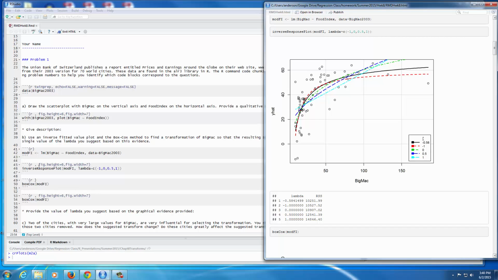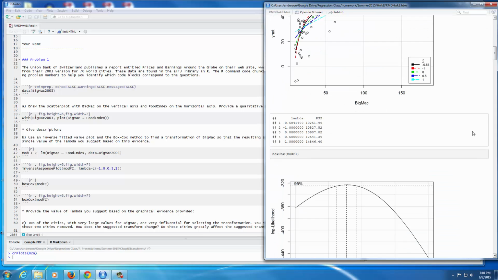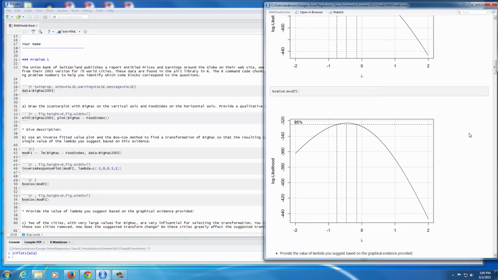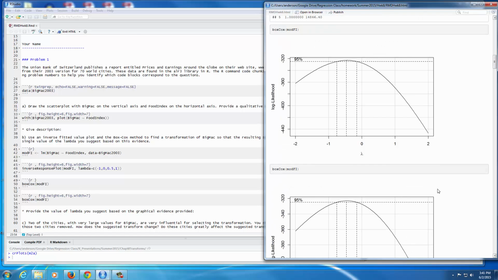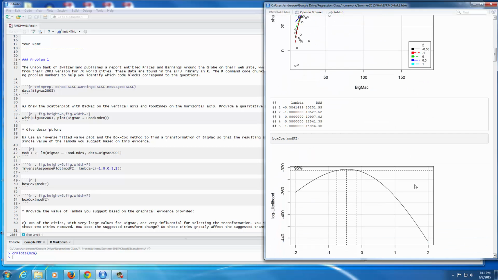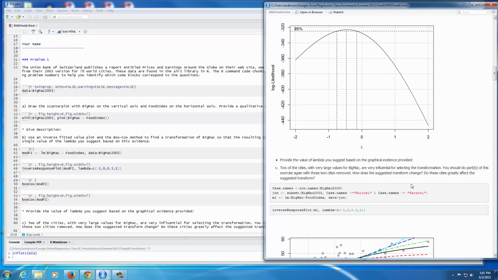A little bit later on you will see the box-cox method in the processed file, and from this you get log likelihood and confidence bounds, and you would use those to come up with an estimate of the appropriate lambda transform for Big Mac. So you would use the box-cox tracing and also the inverse response plot tracing, using both of the two methods combined, to come up with a suggestion for the value of lambda that you would recommend based off of these methods.